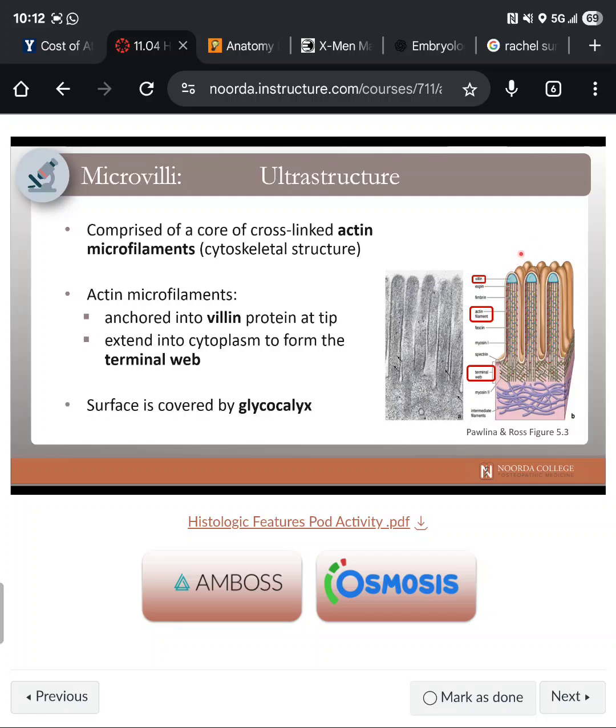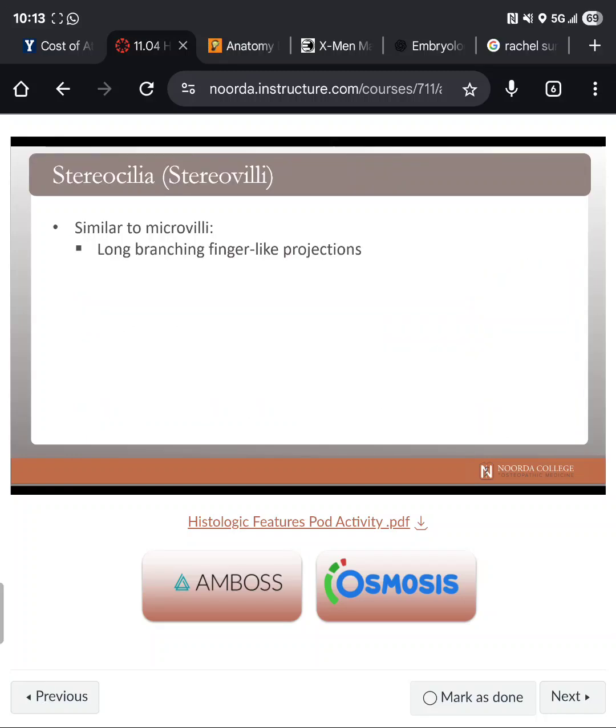Now you don't see it in this image, but typically the microvilli are covered by a proteinaceous material called a glycocalyx, which keeps these structures protected from the external environment.